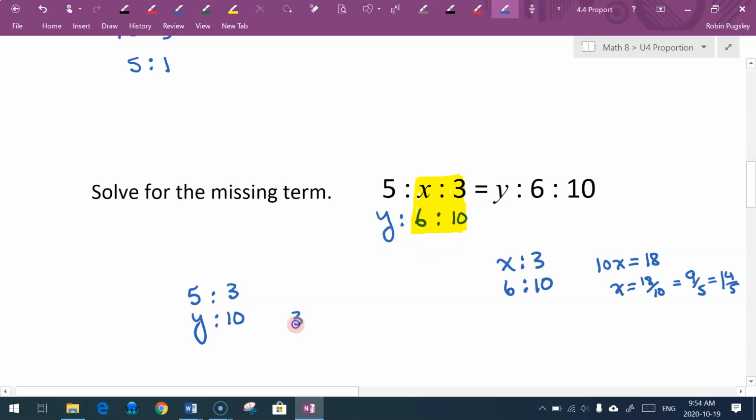Let's multiply again. 3y equals 50, right? 5 times 10. Divide both sides by 3. I get 50 over 3. And 3 goes into 50, I can just use my calculator if I want. I would get 16.7, 16.6 repeater, or as a fraction, you get 16 2/3, right? So all those different answers are equivalent. 16.7 is just a rounded off answer.